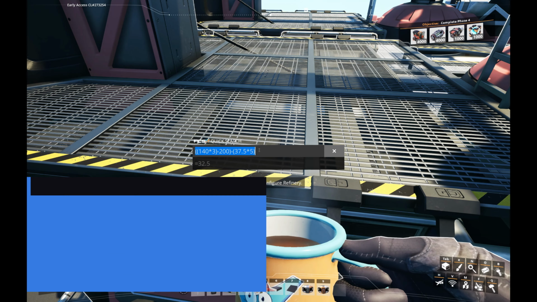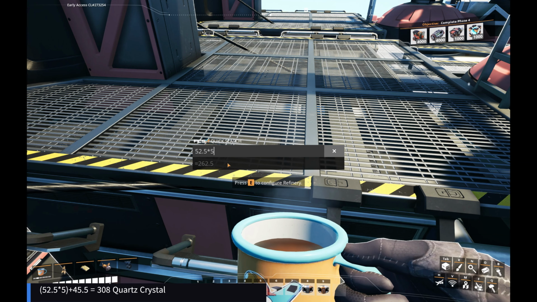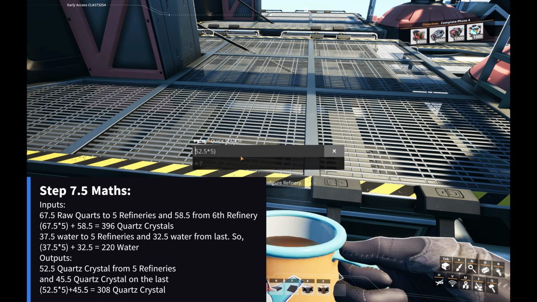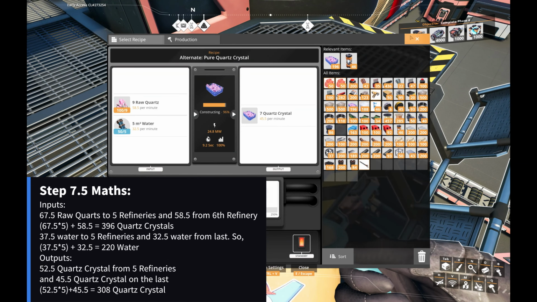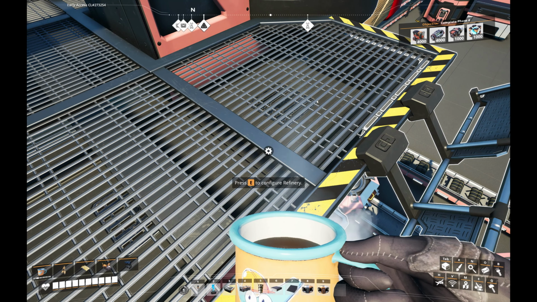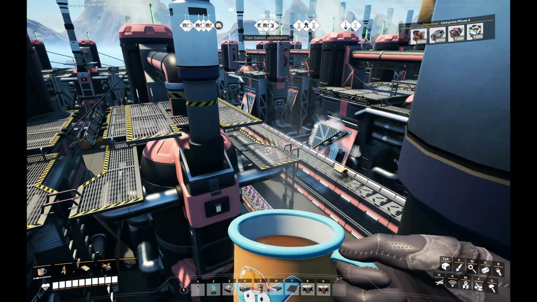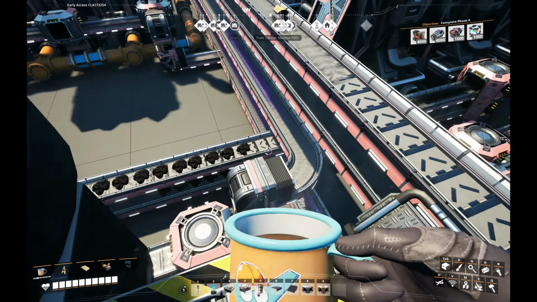Now for the step 7.5 full maths, we input 396 raw quartz and 220 water to make 52.5 quartz crystal from each of 5 refineries equaling 262.5 from 5 of them and 45.5 from the last, totaling 308 quartz crystal per minute. I am then merging them and storing it in my storage facility for my future use. So step 7.5 is done.